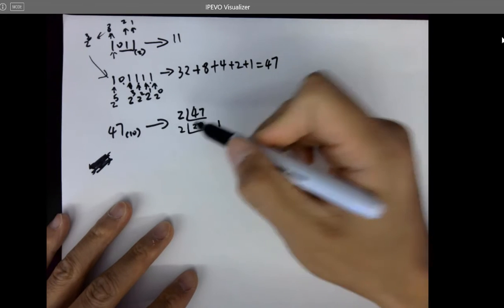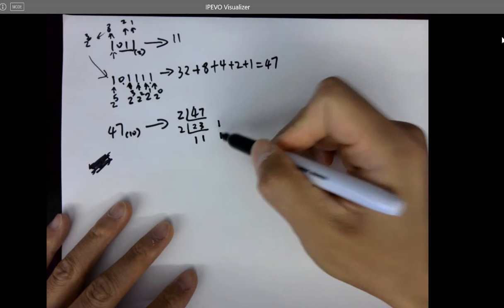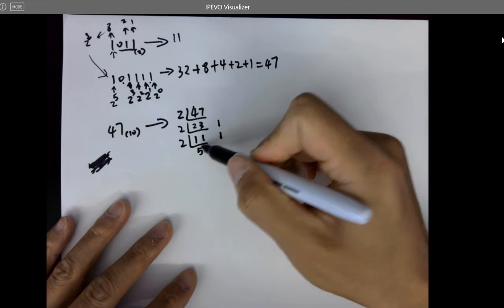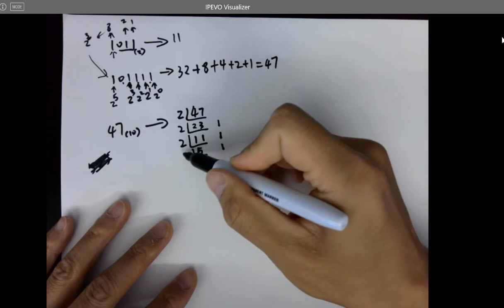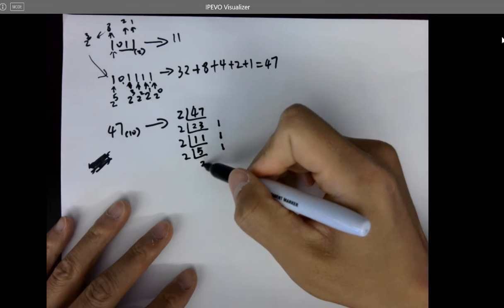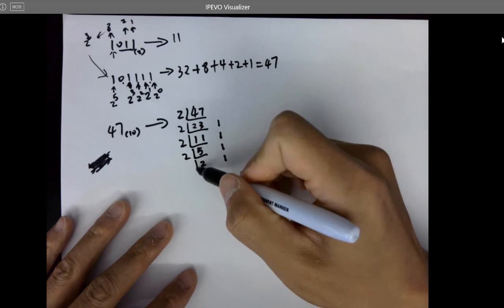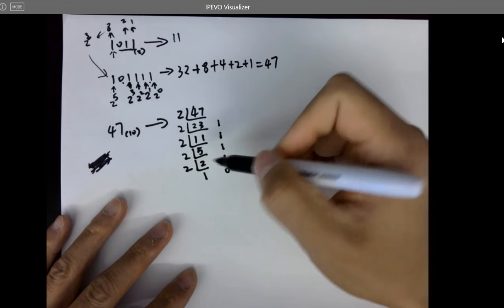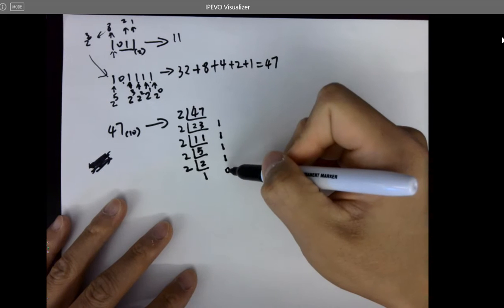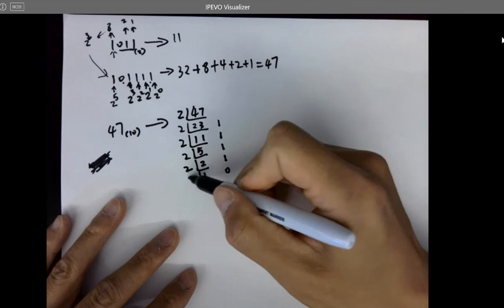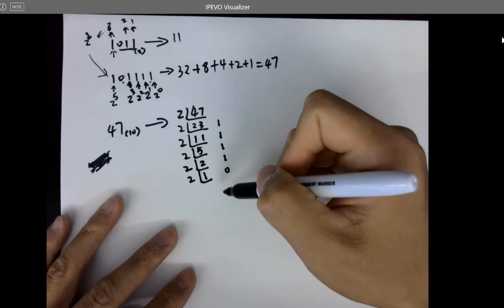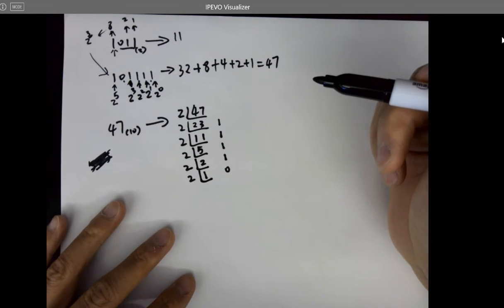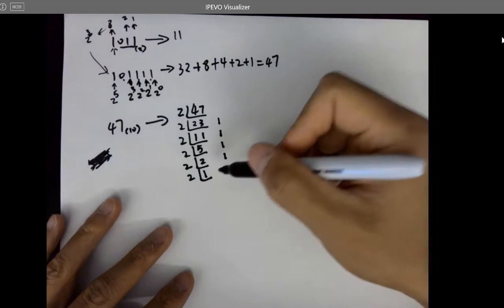And divide by 2 again, the result is 11. And divide by 2 again, the result is 5. Divide by 2 again. Divide by 2 again: 1, remainder 0, because nothing left. 2 divided by 2 is 1, and nothing left, right? And divide by 2 again. What's the result? What's the remainder?